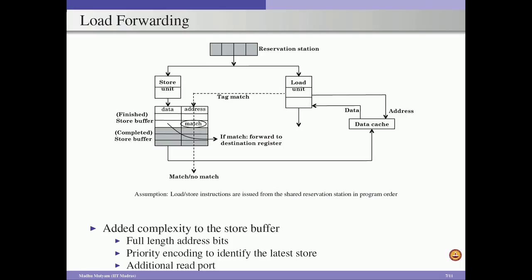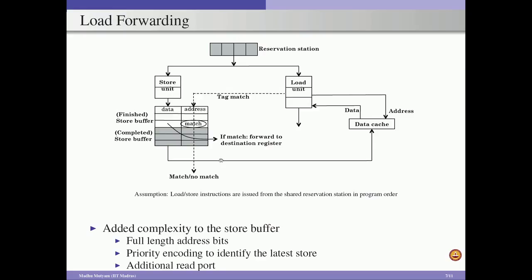Of course, this extra component is going to add some complexity to the overall design of the store buffer, because in the case of load forwarding, we have to consider full length address bits for each of the entries of the store buffer, and that may be 32 bits or 64 bits depending on the processor we are considering. And whenever we have the translated address, we have to search in all the entries. So for that we have to use a priority encoding logic to identify the latest store. We may have multiple stores writing to the same location in the memory, but we always have to consider the latest store. So for that we have to use a priority encoding logic.